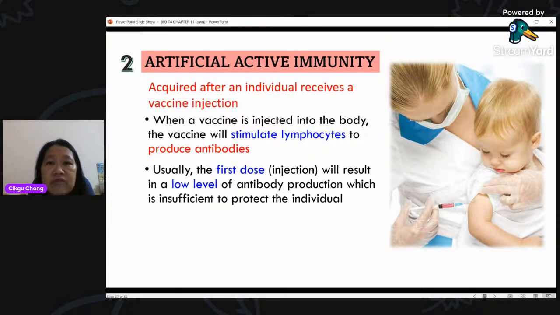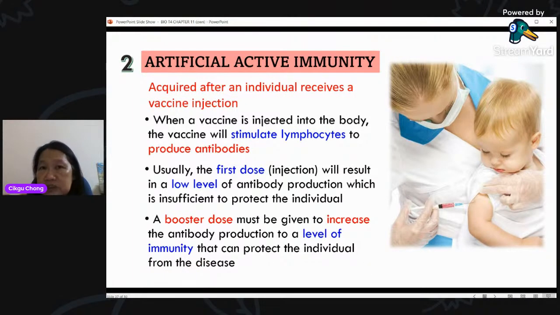So it slowly rises. Later on, I will show you the graph. You do not get full protection the next day after getting the vaccination. It doesn't work that fast. It will take at least a few more days, or perhaps up to a week, before the level reaches a certain level. But sometimes it does not go up that fast. You need to get another injection, which is called a booster dose.